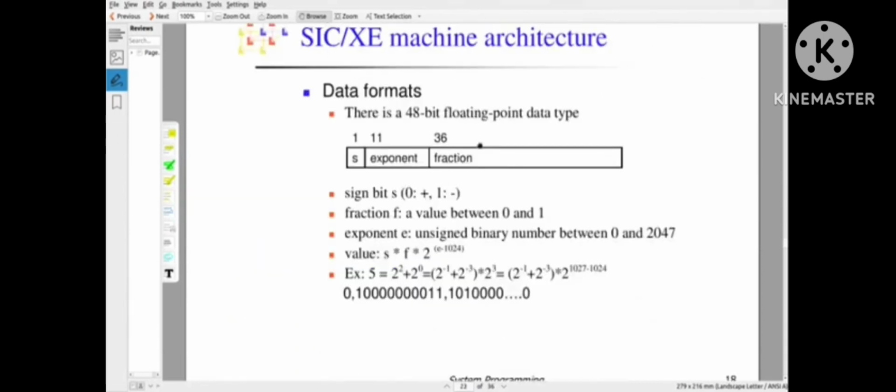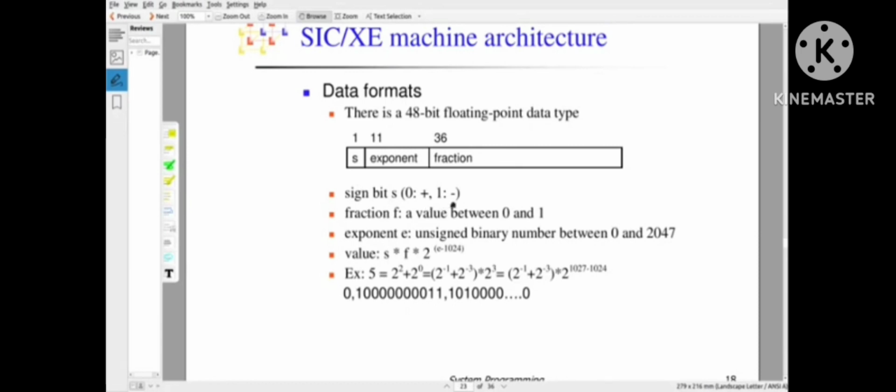In the SIC/XE machine, the data formats: it supports all the data formats which are available in SIC, and we will discuss only the extra formats here. Since the SIC/XE machine supports floating point arithmetic operations, it supports floating point data. The floating point is a 48-bit data type. It is represented with the first bit, the MSB, as the sign bit, followed by 11 exponent bits, then the remaining 36 bits for storing the fraction.